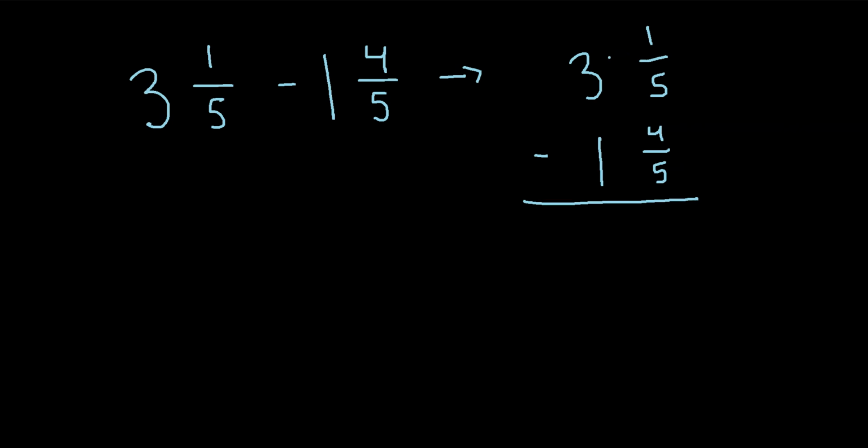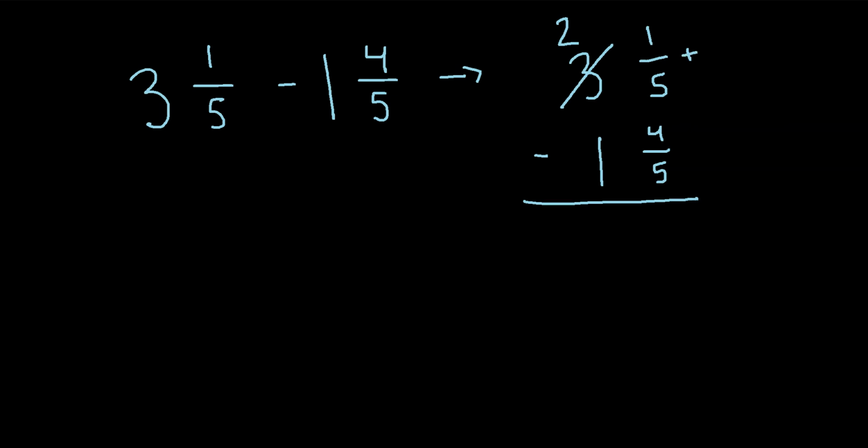So what we have to do is something known as regrouping or borrowing, and that's where we cross out the whole number right here and we make it one less than it used to be. So 1 less than 3 is a 2. So this becomes a 2. And now what we can do is add one whole number to this existing fraction right here, and we want to write it as a fraction with the same denominator. So this fraction right now has a denominator of 5.